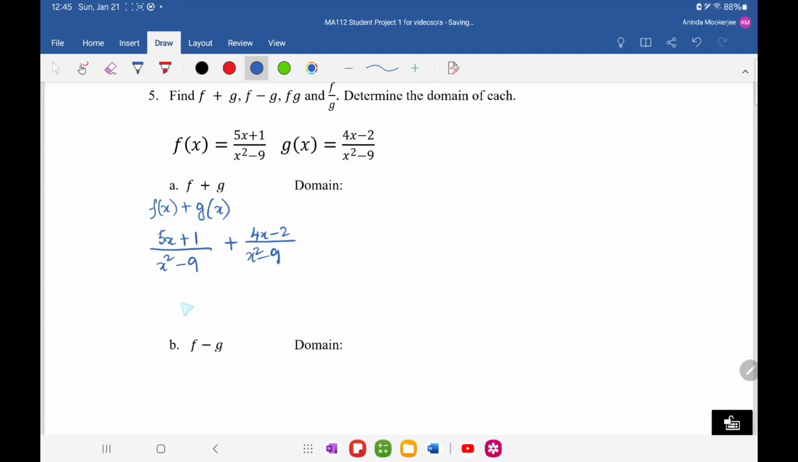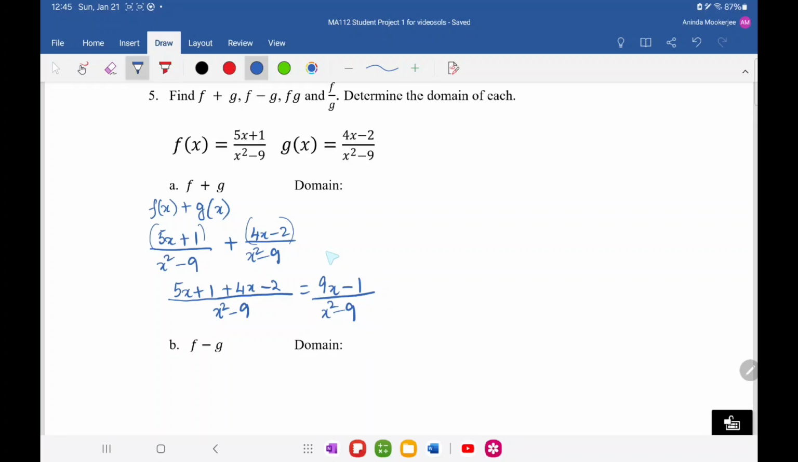We have a common denominator, which makes things easy for us. So we just put the common denominator below and add up the numerators of the two functions. So 5x plus 1 plus 4x minus 2. Now let's combine. 5x plus 4x is 9x, and plus 1 minus 2 is minus 1, divided by x squared minus 9. All right, so this is all that we can do to simplify this.